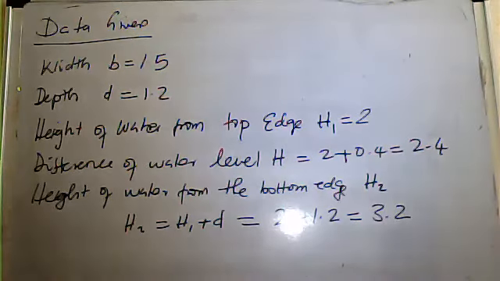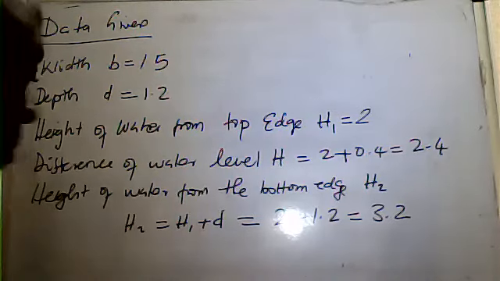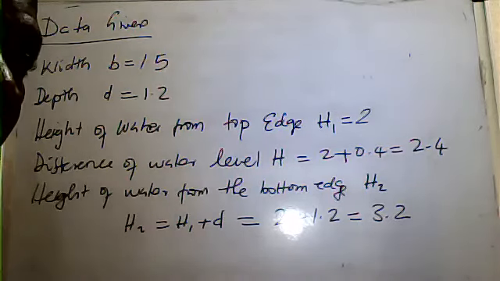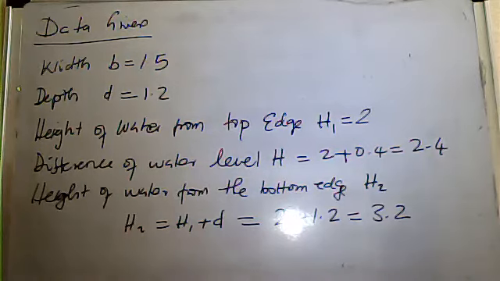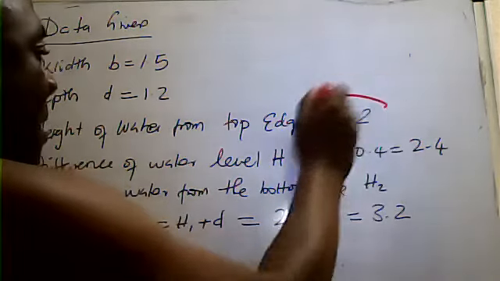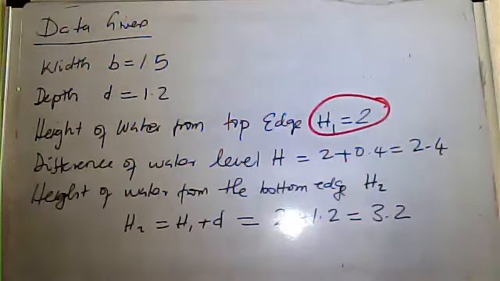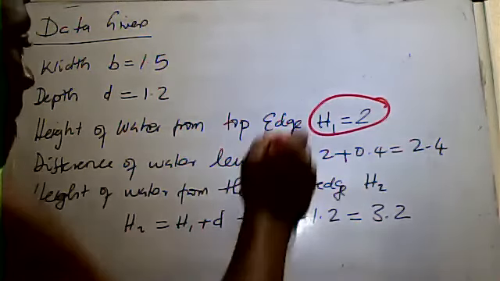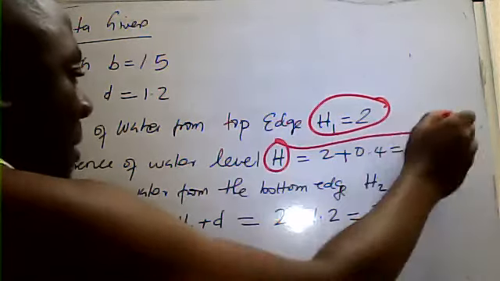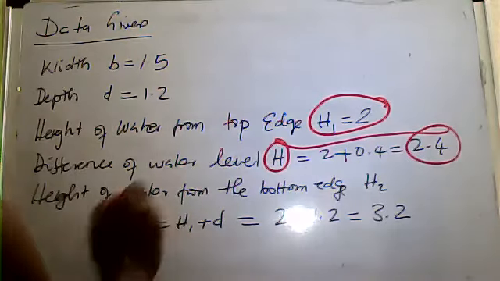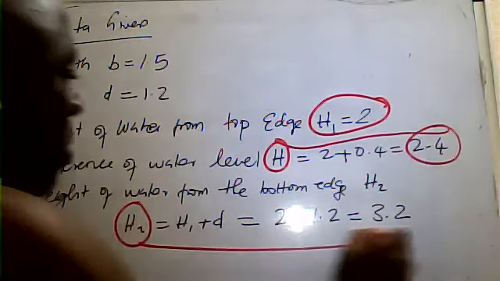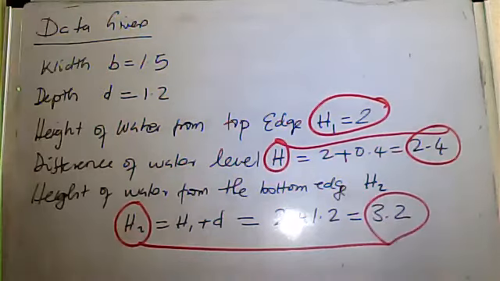3.2. So, gentlemen, these values: H1 equal to 2, H equal to 2.4, and H2 equal to 3.2. They are very, very important in our calculation.